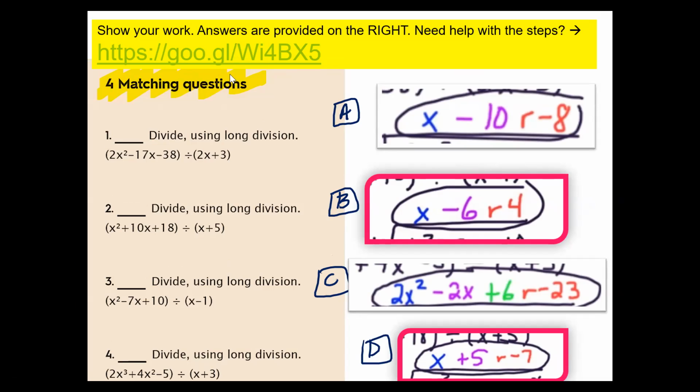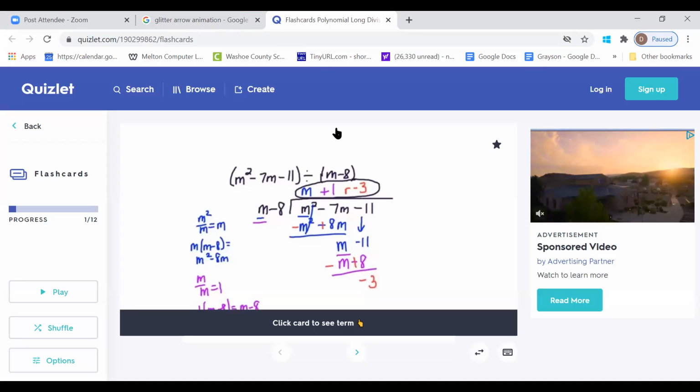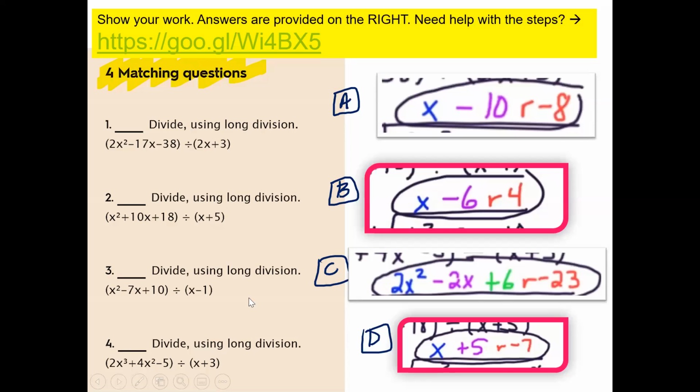And if you click on that link, this is what it will look like, okay? And you can go ahead and take a look at how things are broken down.